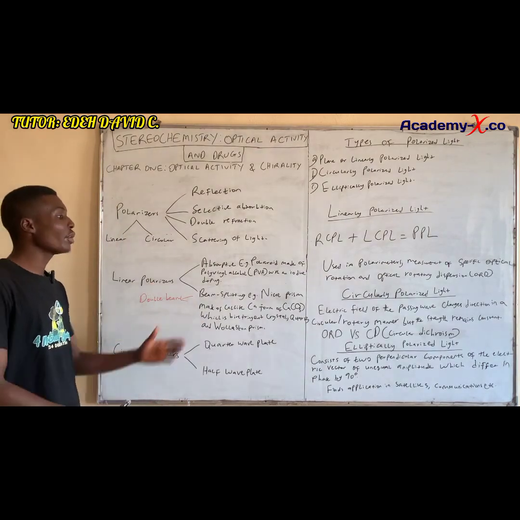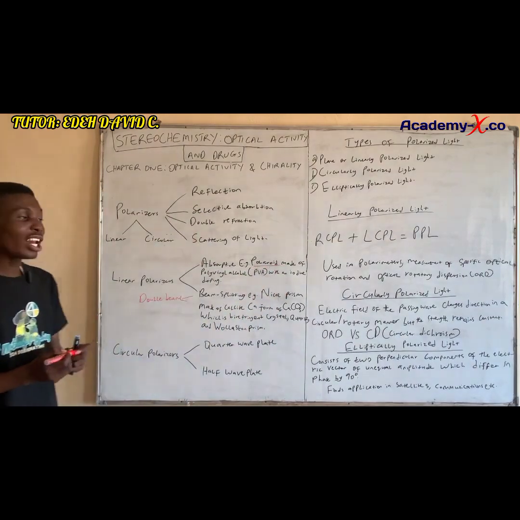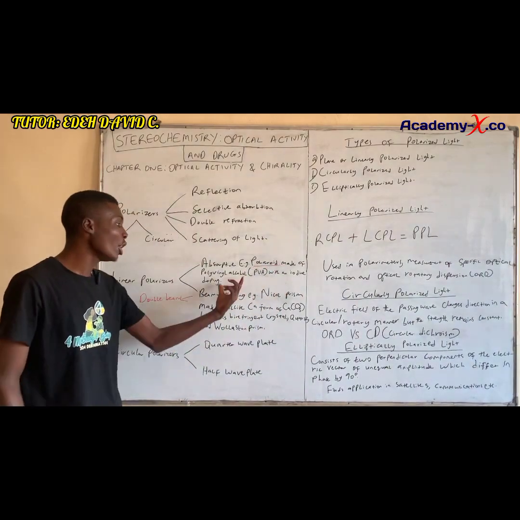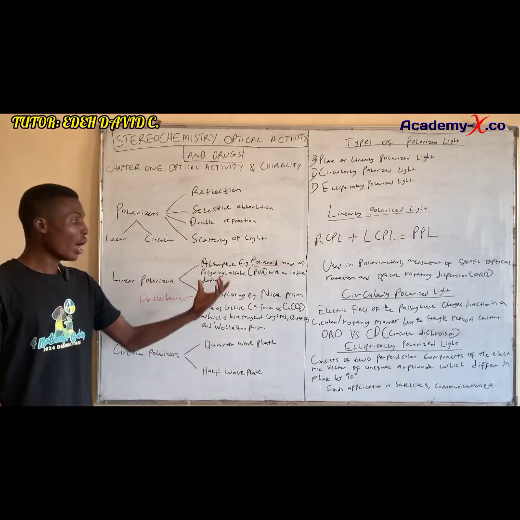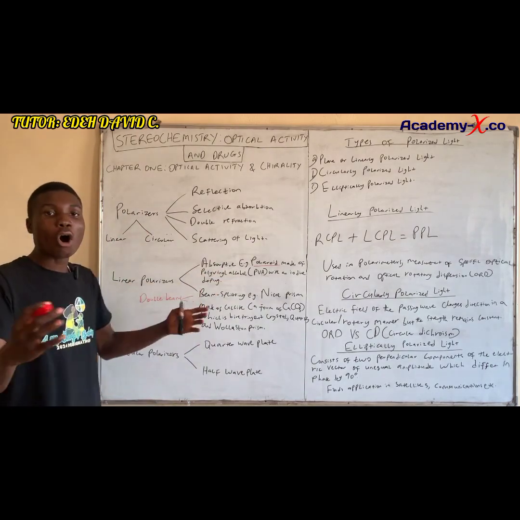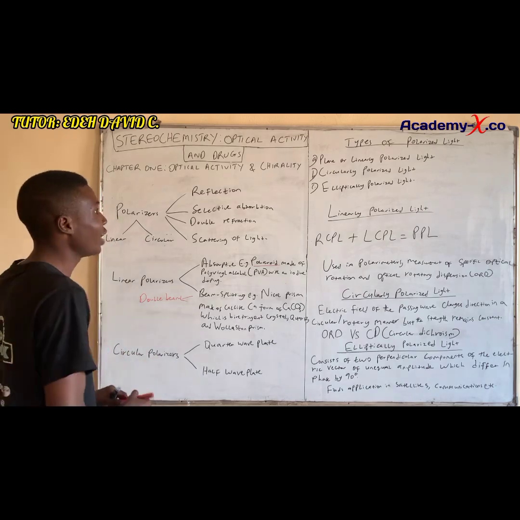Now for the absorptive polarizers, a very good example is the Polaroid, and the Polaroid is made of polyvinyl alcohol with an iodine doping. How does this one work? The absorptive polarizers here work by absorption of every other light that is not on the plane of polarization.